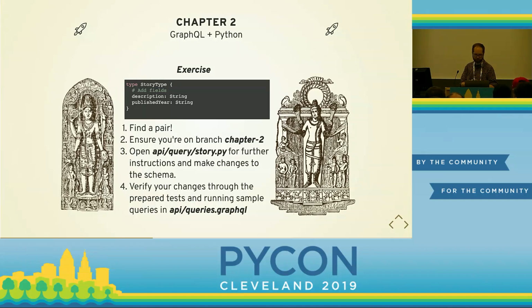All right, so let's do another exercise. This time we'll be making a modification to the schema. We'll add two fields, description and published year. Ensure you're on the branch chapter 2. If you open up API query story.py, there'll be further instructions on how to make changes to the schema. And you can verify your changes through prepared tests and running sample queries in API queries.graphql.